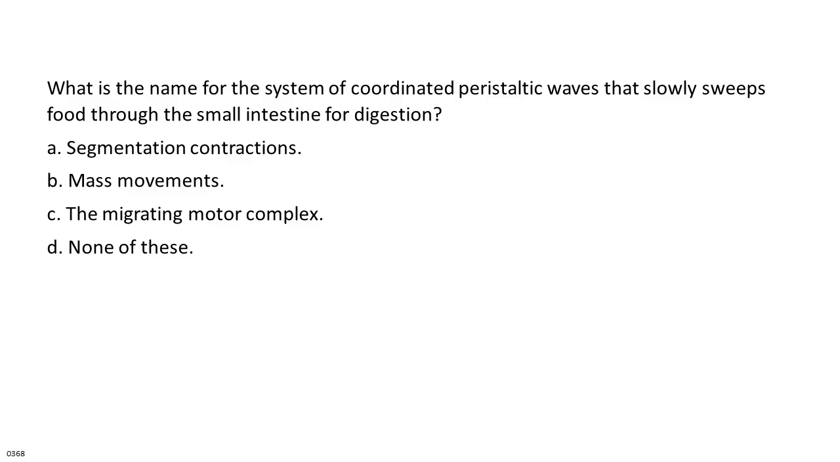What is the name for the system of coordinated peristaltic waves that slowly sweeps food through the small intestine for digestion? A. Segmentation contractions. B. Mass movements. C. The migrating motor complex. D. None of these.